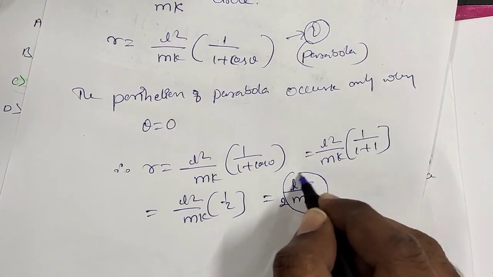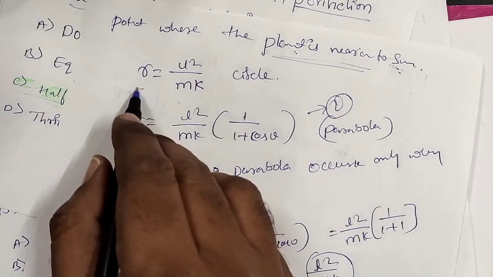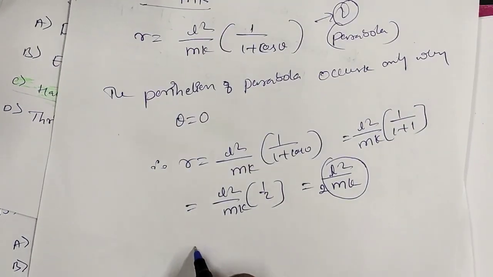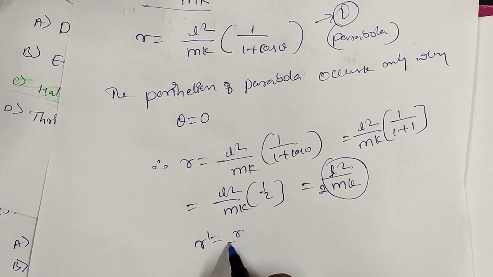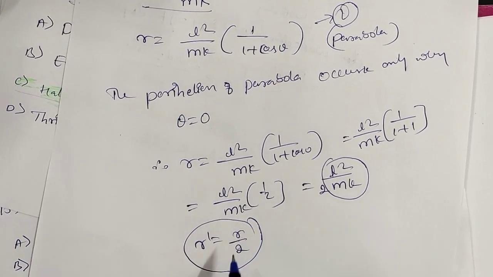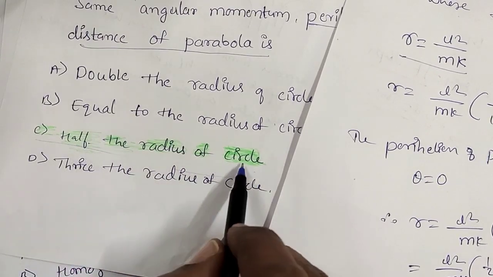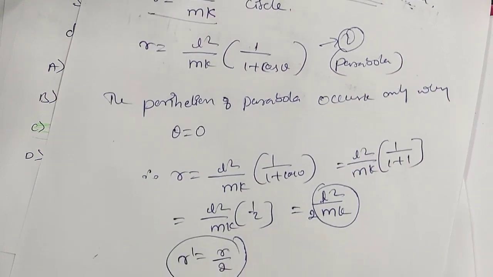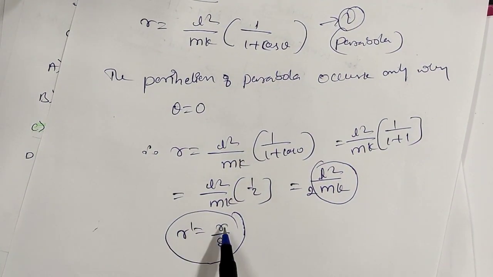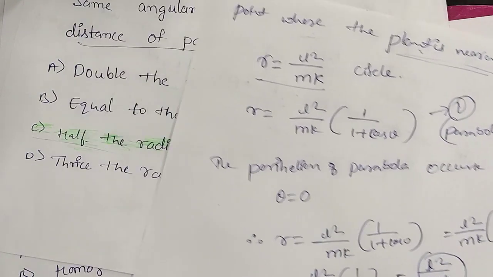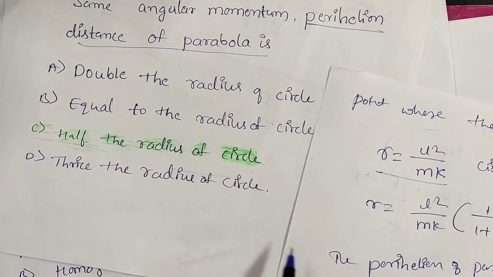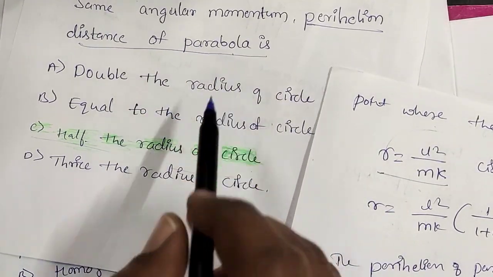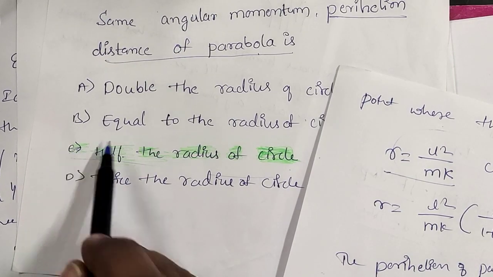This L square by mk is nothing but r. So therefore r prime is equal to r by 2, which indicates radius by 2, so half of the radius of circle. So this is the radius of circle, and 1 by 2 times the radius of the circle is the perihelion distance of the parabola. So option C is correct.